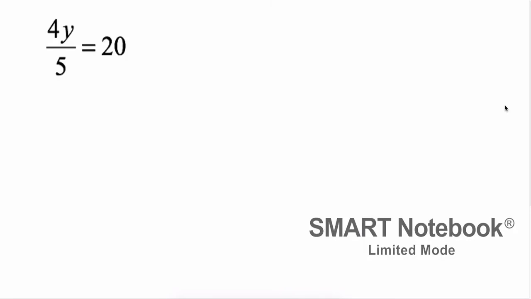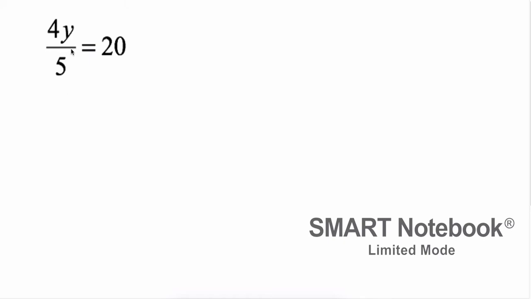Hello students! In this video, I would like to show you how to solve equations involving fractions. So we will start with the easiest example. In this equation on the left-hand side, we see a fraction expression. So to solve this, we are going to first remove the denominator.